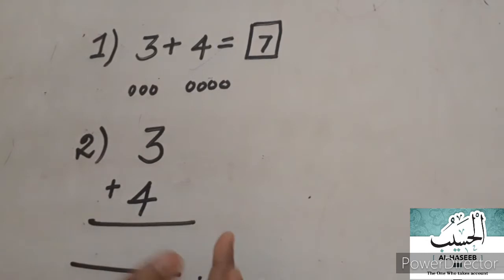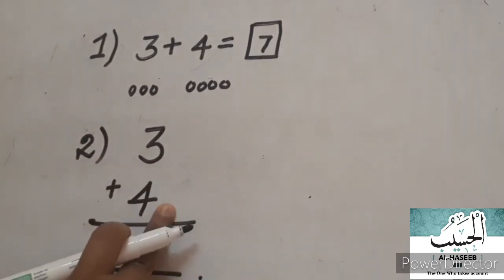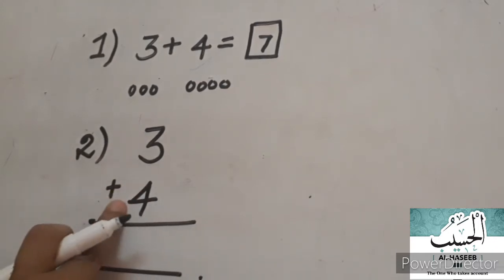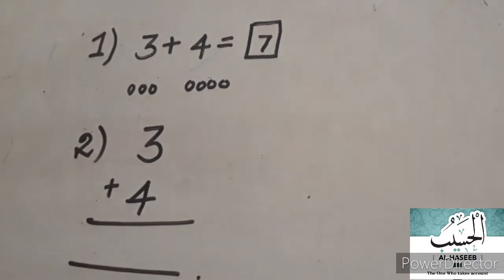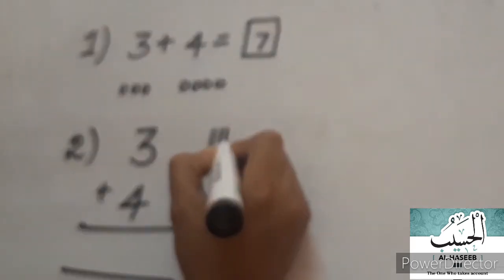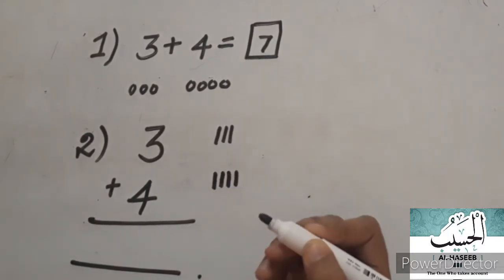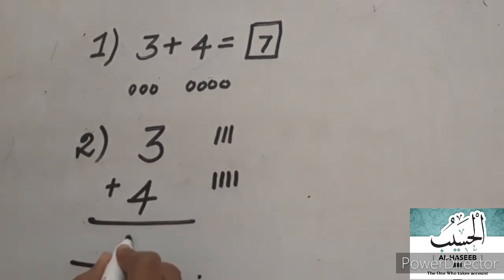3 is as it is. Then we can write 4 in downside. Then put addition sign in left side. Now let us do addition. 3 lines for 3 and 4 lines for 4. Then count together. We got the answer 7.